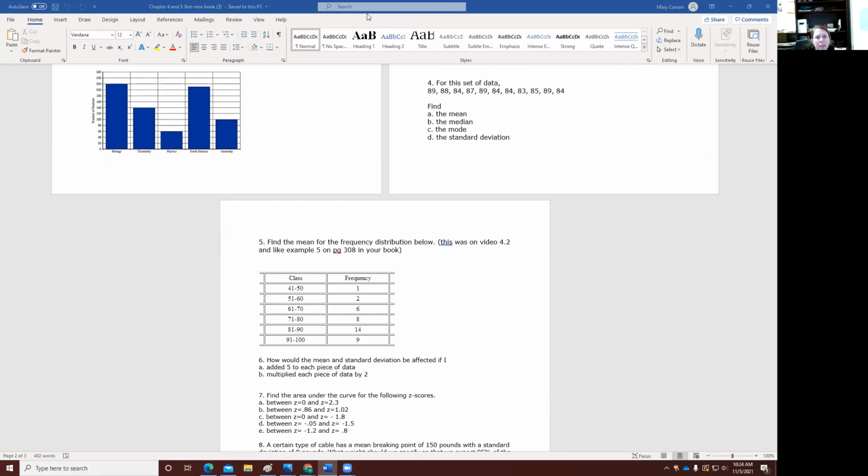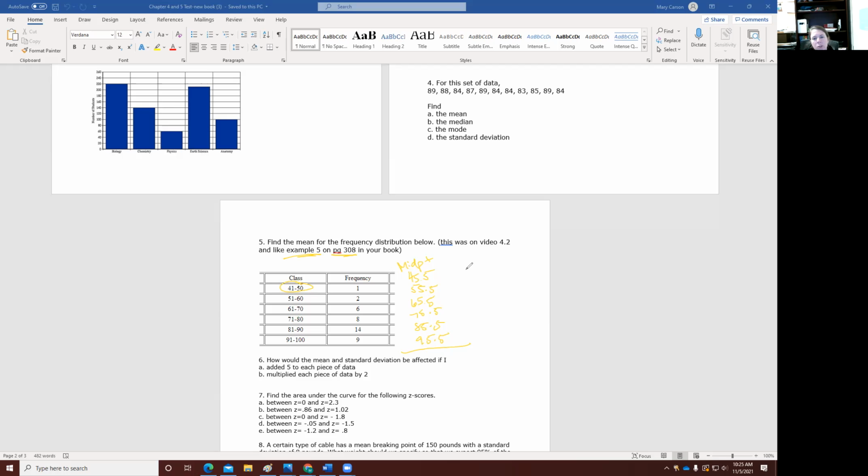If you had looked in your book, like I told you guys to do, example 5 on page 308, it would have told you exactly what to do. The first thing you had to do was find the class midpoint, okay, which just means the average of the class. So you would add 41 plus 50 and divide it by 2, and you would get 45.5, and this would be 55.5, and 65.5, and 75.5, and 85.5, and 95.5.